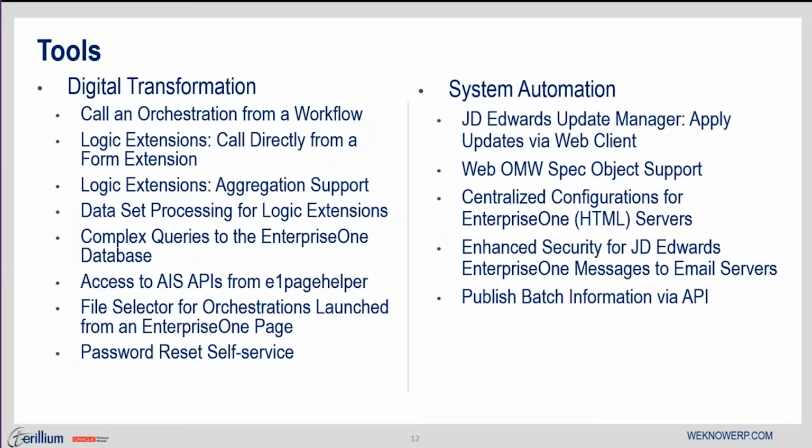And this gets into more of the tool side of it, like I talked about. So breaking this into two key areas: digital transformation and system automation. System automation, to me, is more around the back-end CNC functionality. So the ability to do updates on the web client, a web OMW, spec object report, doing some publishing of batch information for APIs. Those get more into the back-end CNC architecture areas, whereas the tools in the digital transformation area are more around how we improve or enhance the technology for the business users or even the functional technical IT team, right?